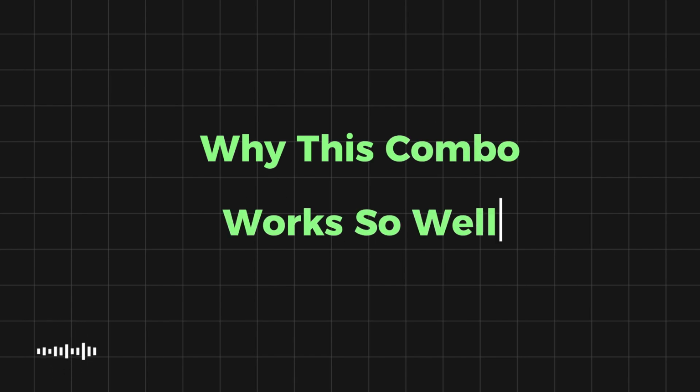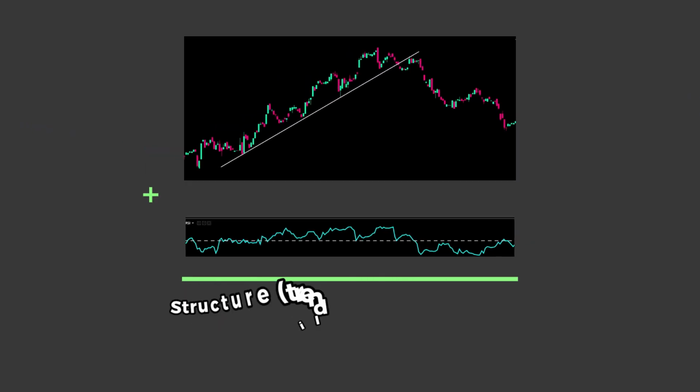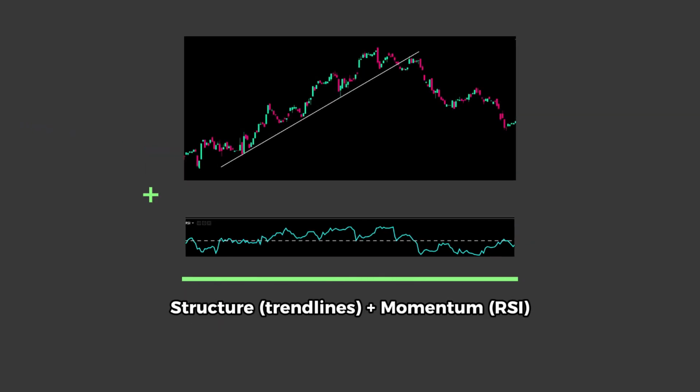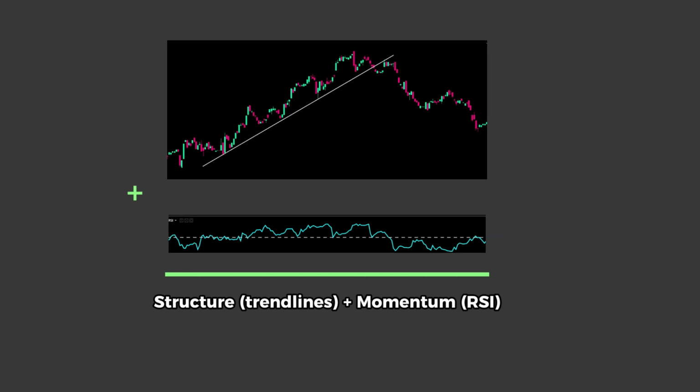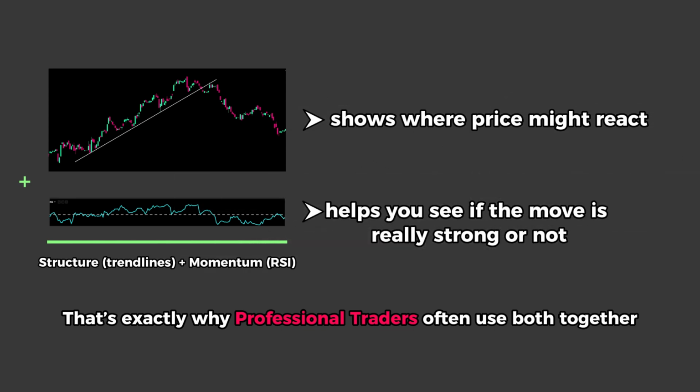Why this combo works so well? On their own, trend lines can give you lots of false signals, and RSI by itself doesn't always show the full picture either. But when you combine them, you get structure, trend lines, plus momentum, RSI. And that's a powerful mix for finding real breakout trades and avoiding the fake ones. That's exactly why professional traders often use both together, because structure shows where price might react and RSI helps you see if the move is really strong or not.